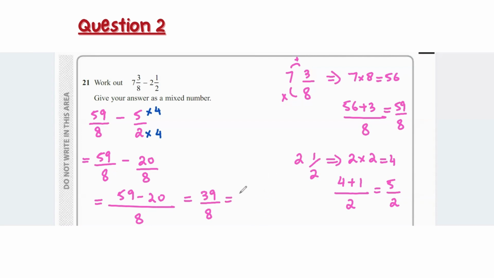That is going to be 4 whole number 7 over 8. That is your answer as a mixed number. As an improper fraction it is 39 over 8.